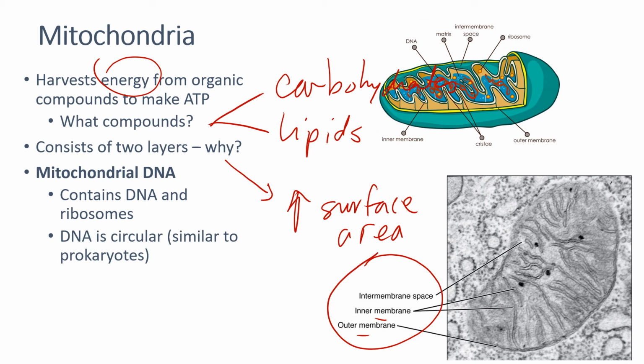Mitochondria actually has its own DNA, which contains its own ribosomes. The DNA is circular, so that means it's similar to prokaryotes, and we will talk later on in the school year about why this is important to keep in mind. So, mitochondria has its own DNA and it's circular. It contains two layers to increase surface area to be more functional and efficient, and it harvests energy from carbohydrates and lipids.